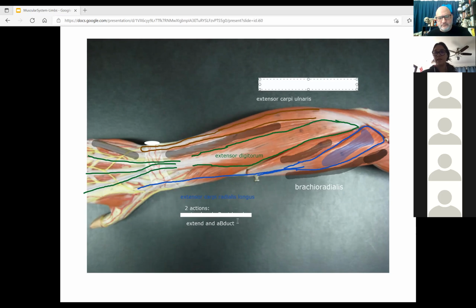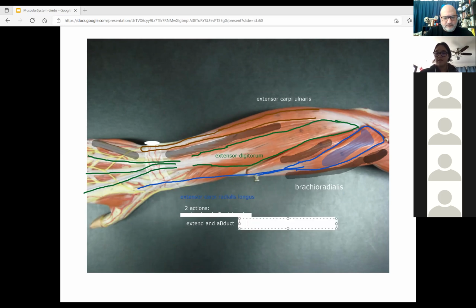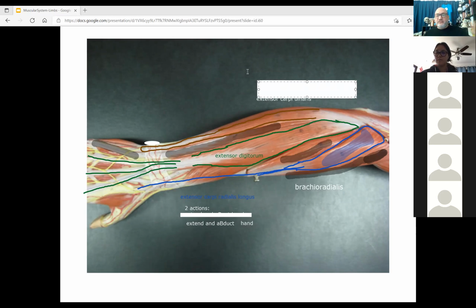And if the extensor carpi radialis longus extends and abducts, what does the extensor carpi ulnaris do? Extend and adduct. Exactly. And we forgot to say what it moves. We could also say wrist, which is useful because the carpi reminds us that it's the wrist. So remember, we can talk about the joint or the part of the body that it moves. Either would be acceptable.